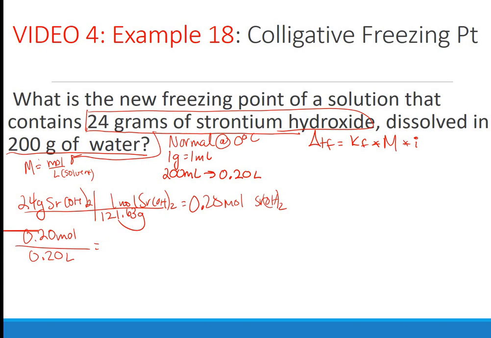All right, so we are going to go through and calculate that out. So that'll end up being 1. We want 2 sig figs, so 1.0 for our molarity. So now we have our molarity. Now we want to figure out our i.